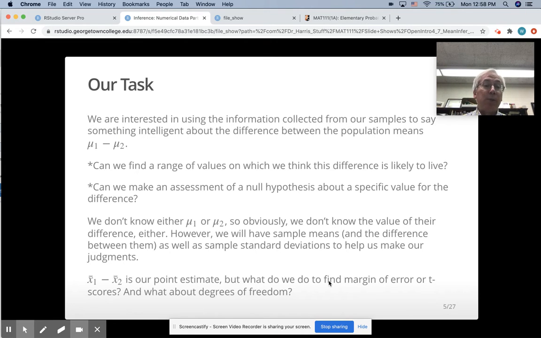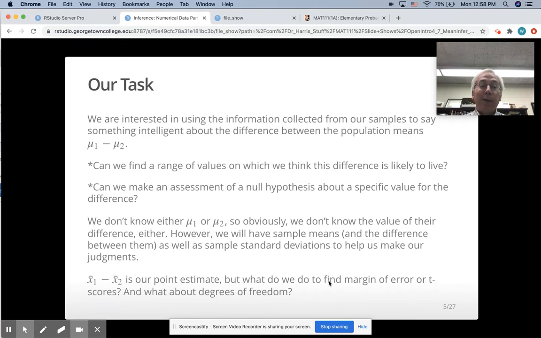And then if we were given a specific value for the difference, typically 0, we're trying to determine if there's a difference between the population means. Can we make an assessment of whether or not that hypothesis that the difference between the two population means is 0 is reasonable or not? Will we reject or fail to reject that hypothesis?